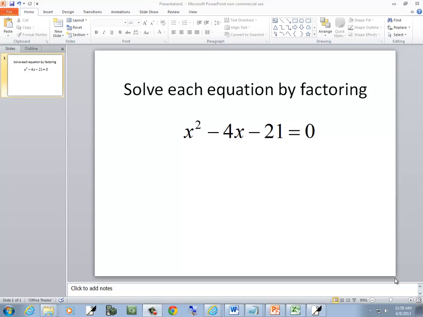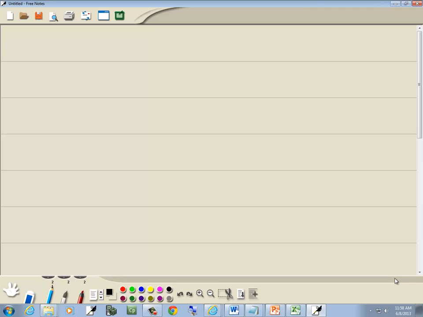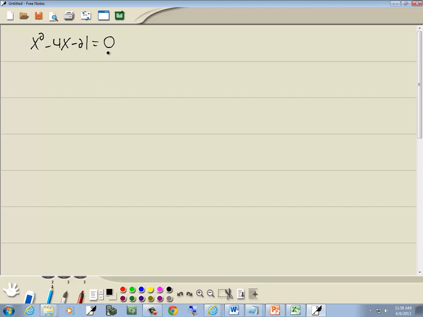We want to solve this quadratic equation by factoring. So we got x squared minus 4x minus 21 equals 0. Now, zero factor property says you have to have 0 on one side. So that's the start. Now we need to factor this other side.